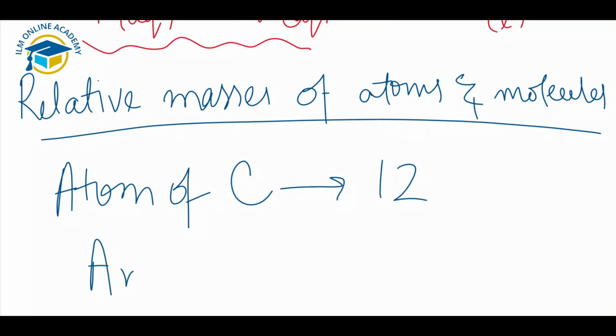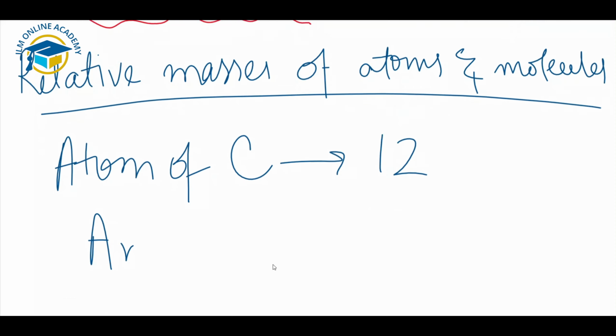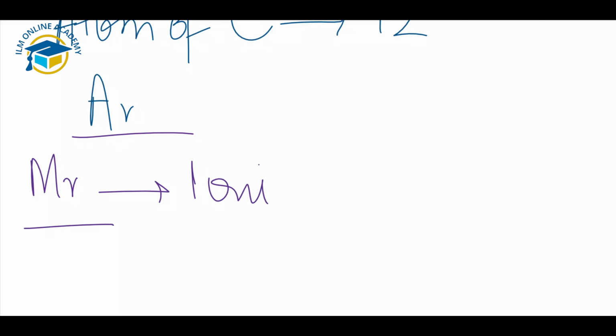So the relative atomic mass is the average mass of the isotopes of an element compared to 1/12 of the mass of an atom of carbon-12. And next we have relative molecular mass. Relative molecular mass is represented by Mr. Relative atomic mass is Ar, and Mr is relative molecular mass, which is the sum of the relative atomic masses. They are used for ionic compounds.